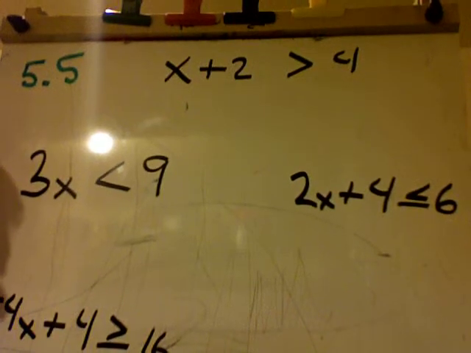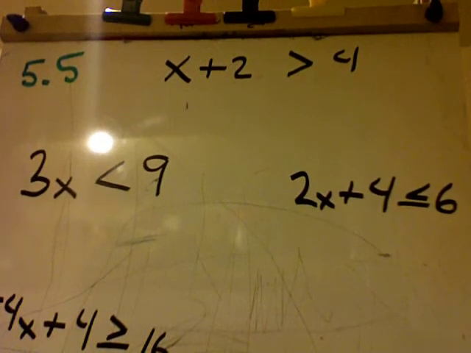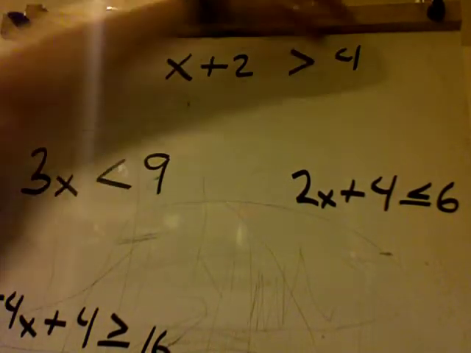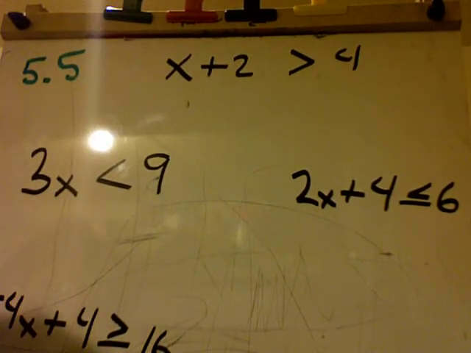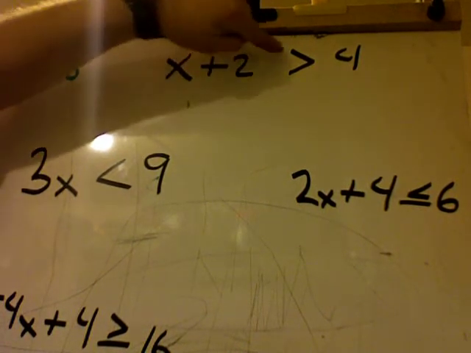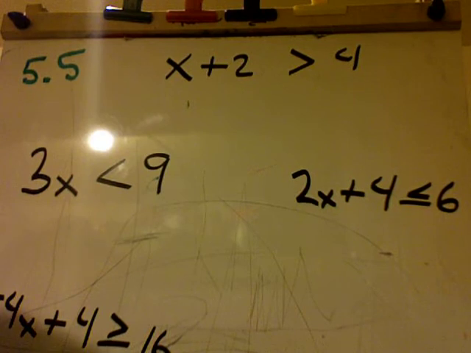Alright, we're starting to talk about inequalities and how inequalities work. An inequality simply means that you've got two statements that aren't equal, but they are related. This is saying x plus 2 is greater than 4. So what we want to know is what can x be in order to make this a true statement?